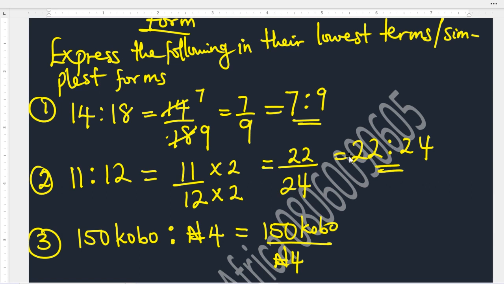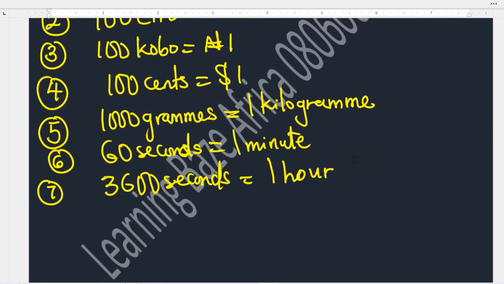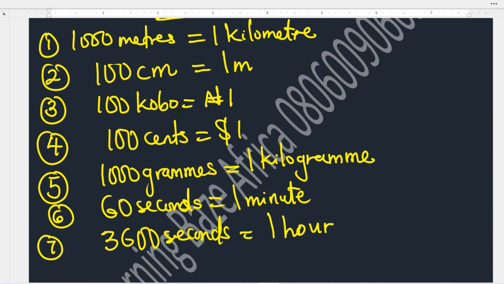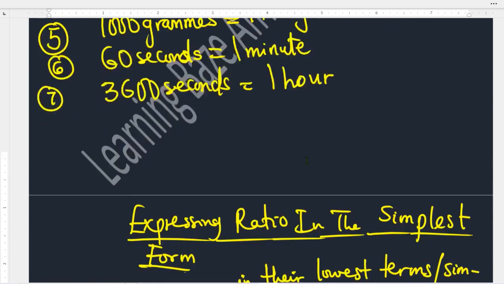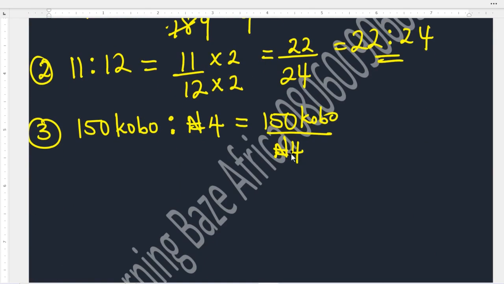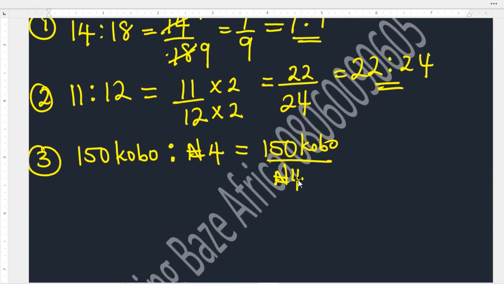So now in the conversion that I have just explained to you, you can see that 100 kobo makes 1 naira. So how many kobo makes 4 naira? If 1 naira is 100 kobo, how many kobo are we going to have for 4 naira? You can see 4 naira is made up of 1 naira plus 1 naira plus 1 naira plus 1 naira. It's because I want you to understand, that's why I'm breaking it down. That is 1 into 4 places will give us 4 naira.